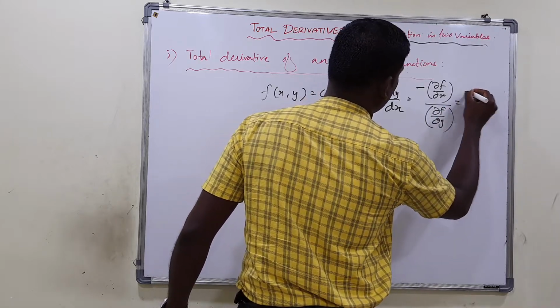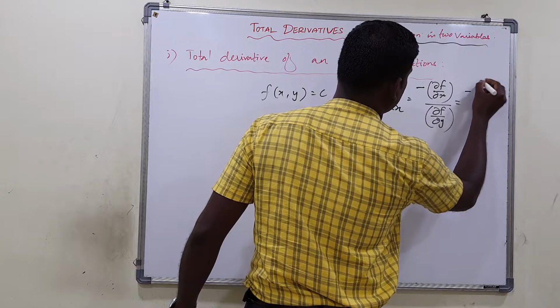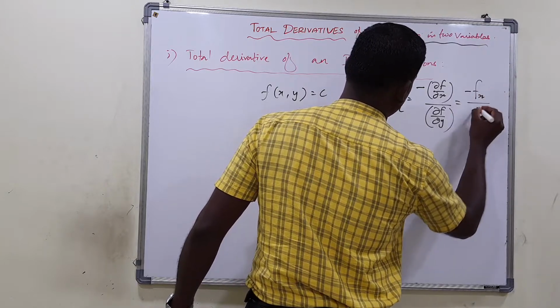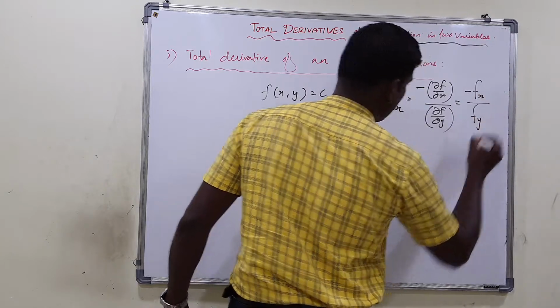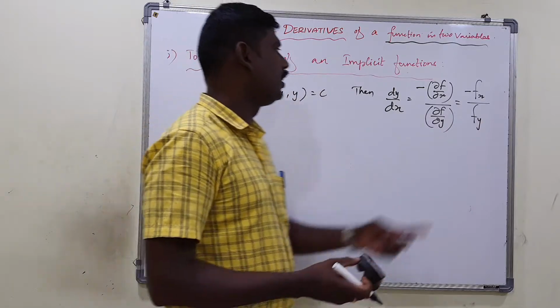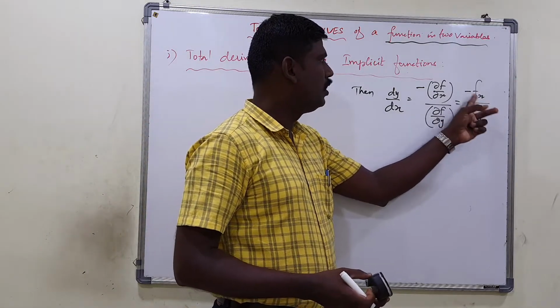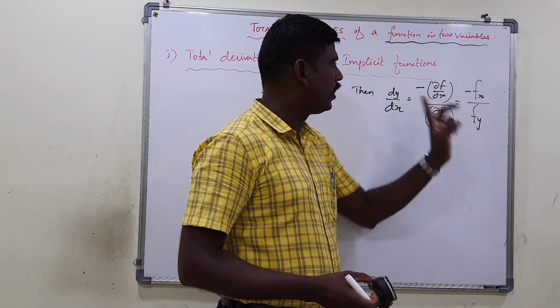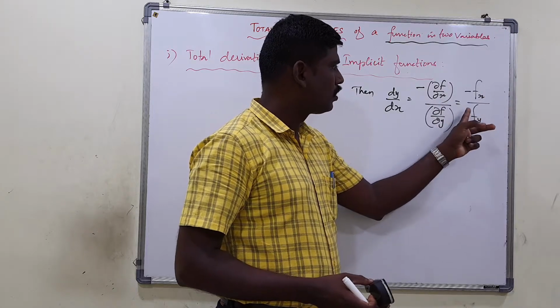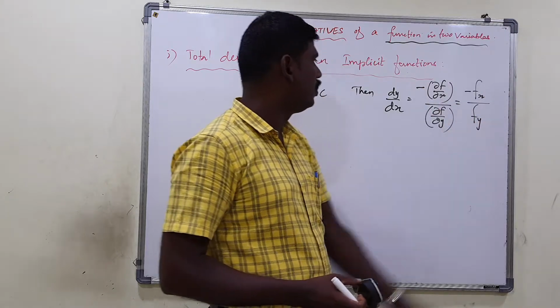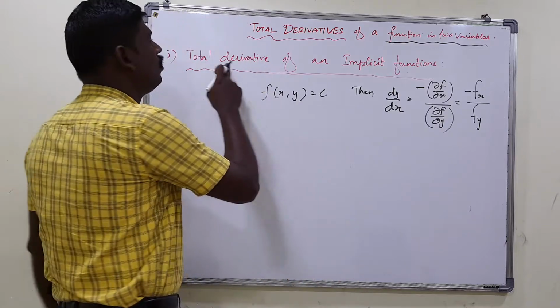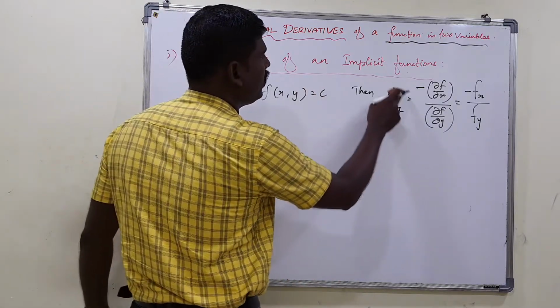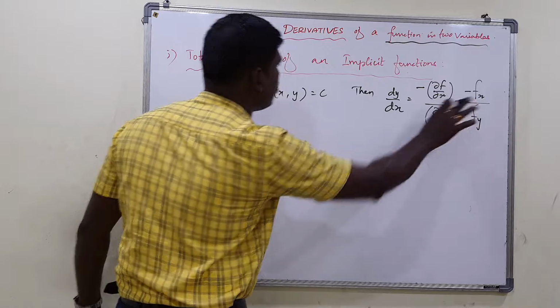Dou f by dou x is the partial derivative with respect to x, and similarly dou f by dou y can be written as fy. Shortly we can write it as fx. Fx denotes the partial derivative of f with respect to x, and fy denotes the partial derivative of the function f with respect to y. So total derivative is nothing but finding the value of dy by dx through partial derivatives.